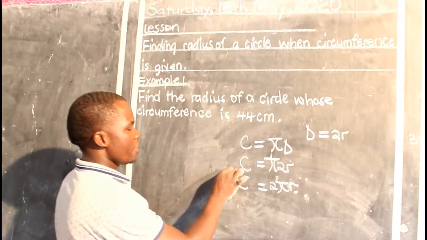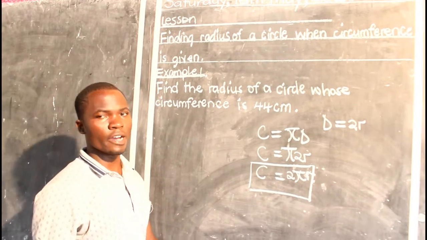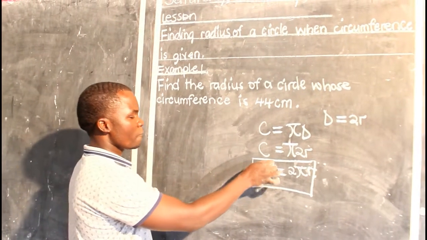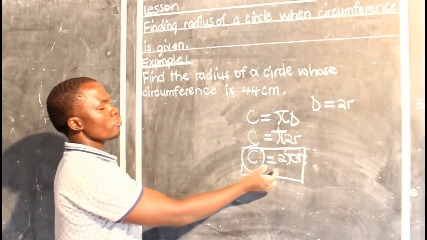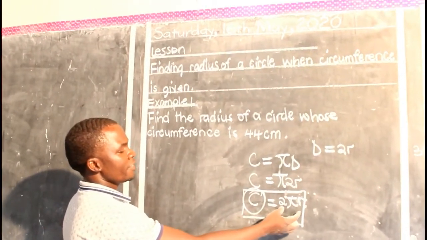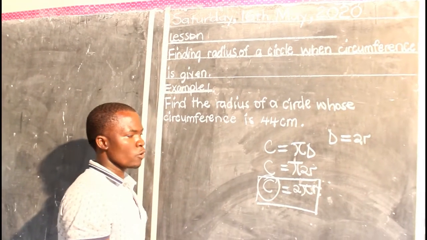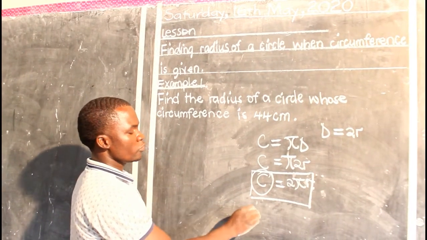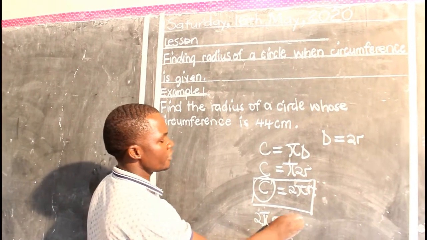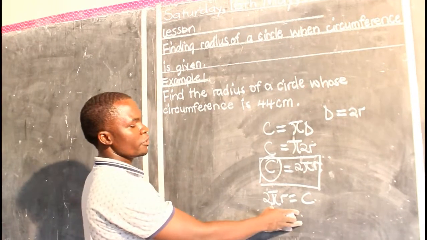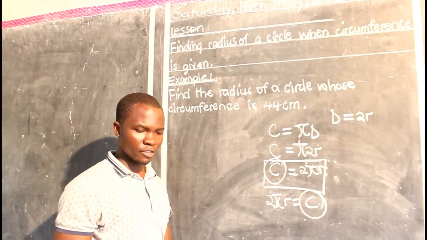And here, they have said circumference equals 2 pi r. But the circumference is the one which is given in the question. So you are going to begin with the one that they're asking for. You are going to begin by saying 2 pi r equals circumference. Why are you doing this? Because circumference has been given.